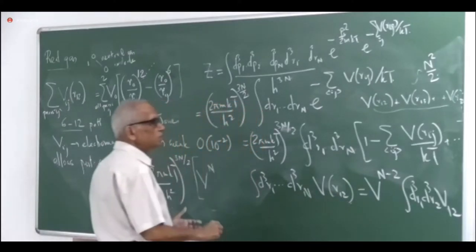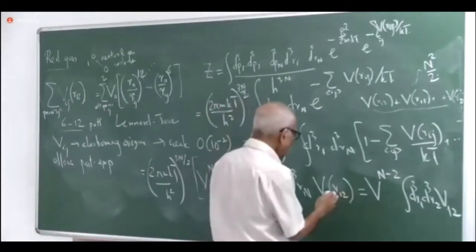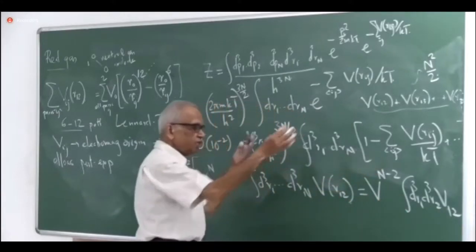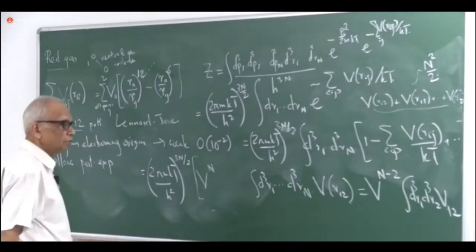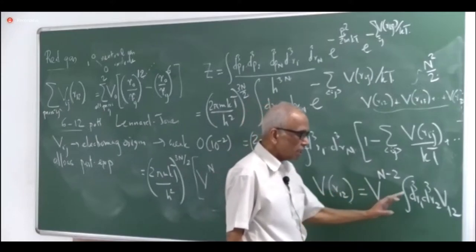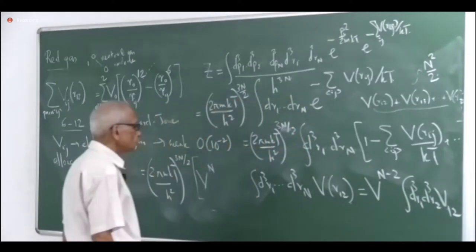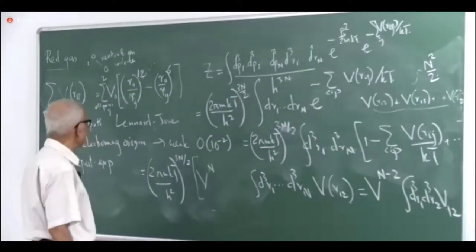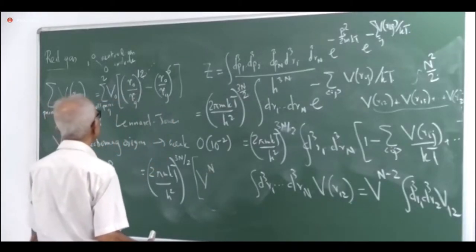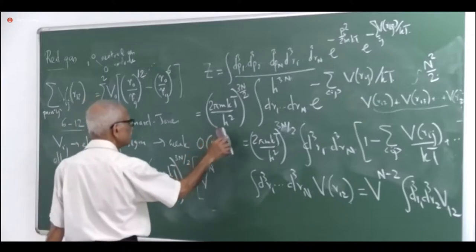If I'm looking at this integral, then it is V to the power... everything except r1 and r2 is a free integration which gives me the volume. So that is V to the power N−2 over here, and then it is d³r1 d³r2 v12. That is the final step that one needs to take. I need to calculate that.